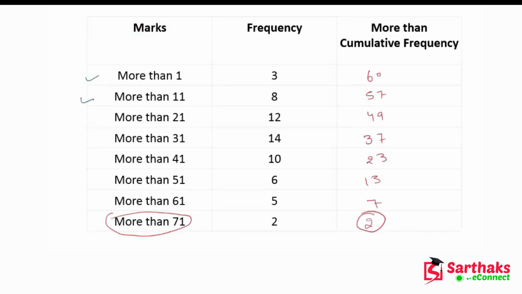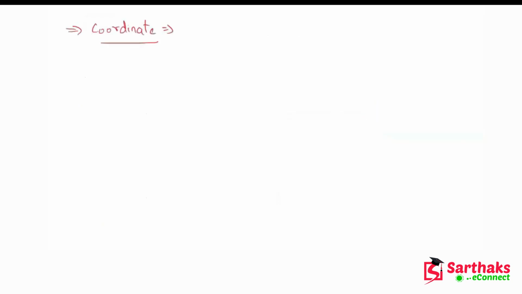Yes, so now, my dear friends, for drawing the more than ogive graph, we have to find the coordinates. So what are these? So the coordinates are like this. We have to draw the more than graph. So on the x-axis we have to take these limits, and on the y-axis we have to take the cumulative frequency. Okay, so we have to take the coordinates from below. So we get like this, this will become 71, 2.